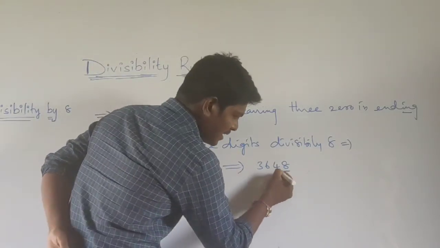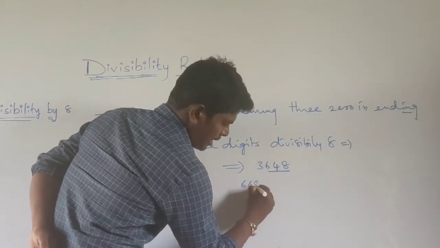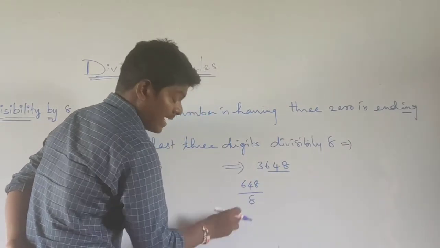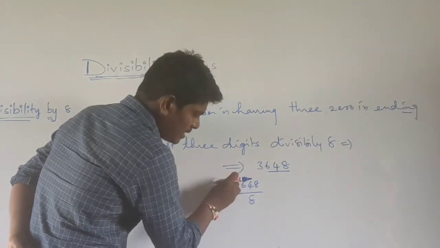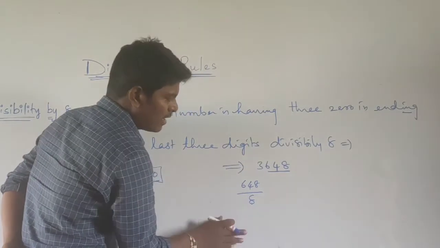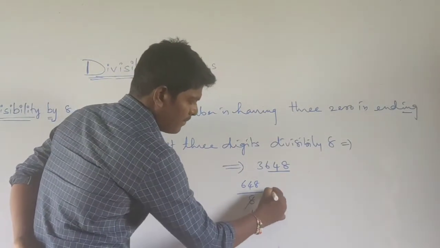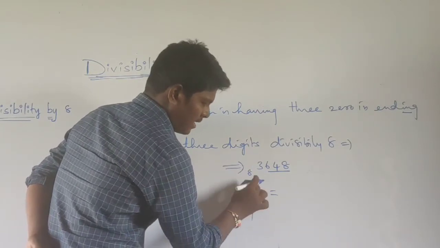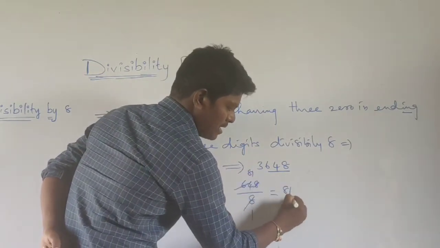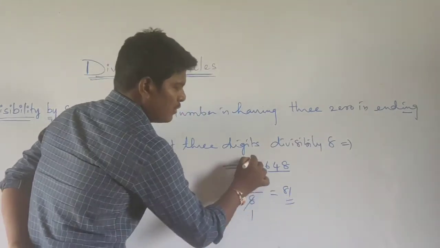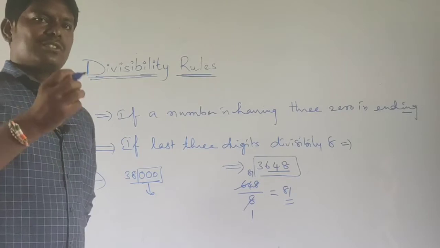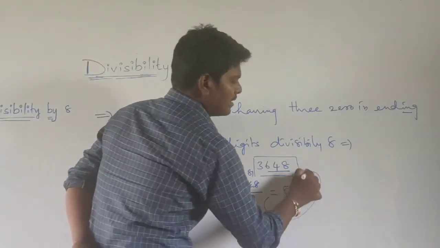So the last 3 digits are 648. We need to check whether this number is divisible by 8 or not. 8 ones are 8, 8 eights are 64, and 8 sixes are 48. So this number is divisible by 8, so 3648 is also divisible by 8.